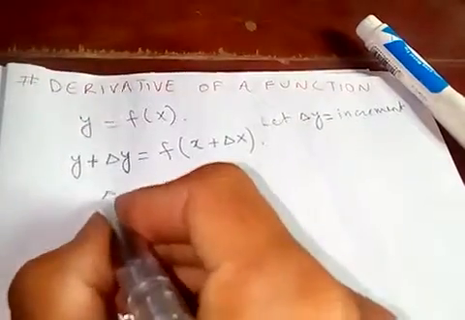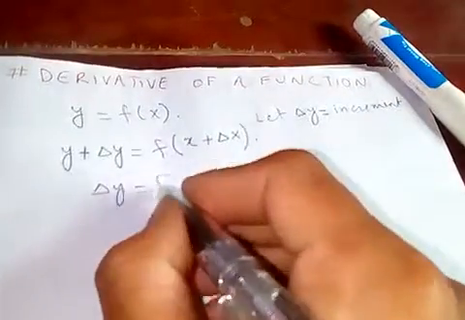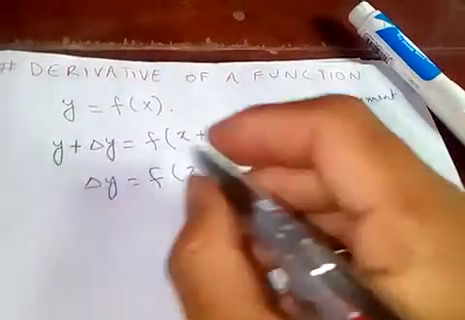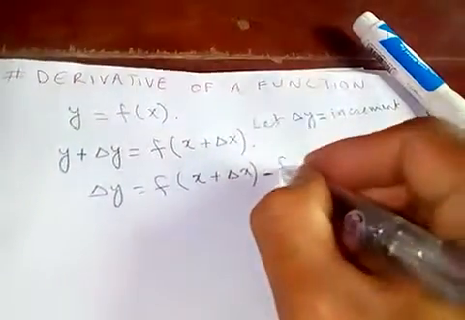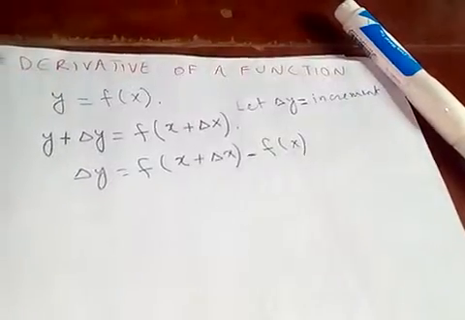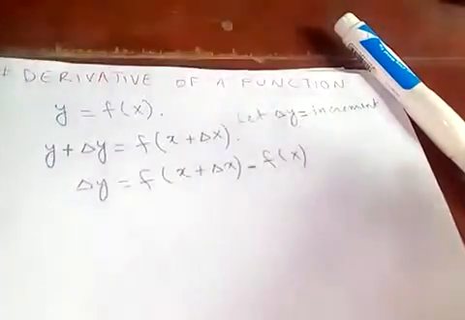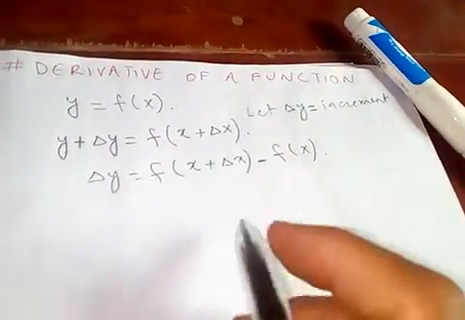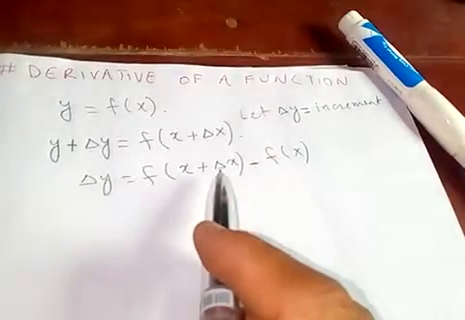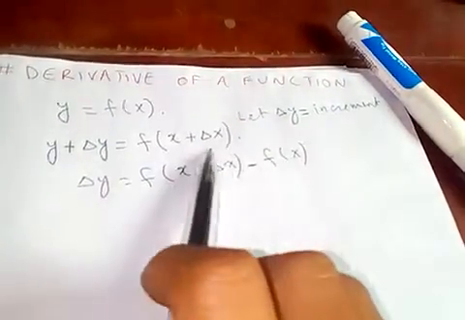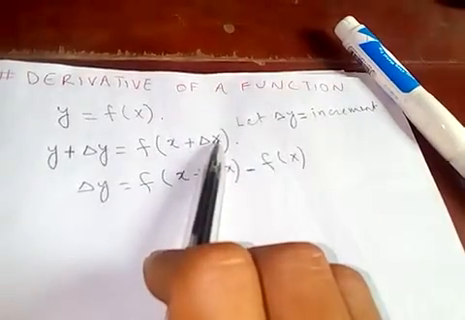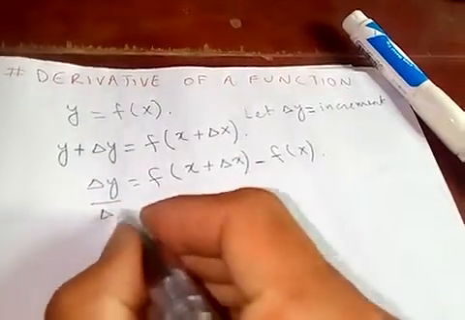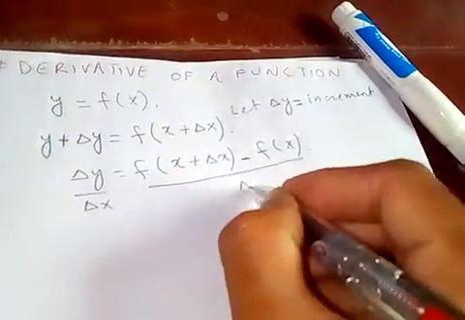Now delta y is equal to, if you transfer here, f of x plus delta x minus f of x, where y is the original f of x. Now let's divide both sides by delta x, not delta y. Delta x means a small change, increase or decrease, of the x value.